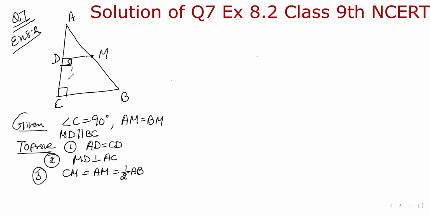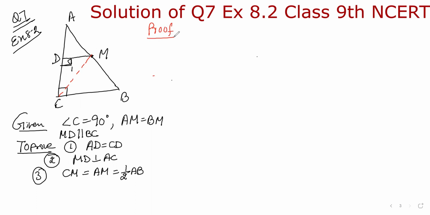Let us now join CM. हम join कर लेते हैं CM. So we have to prove that CM length is equal to AM length and this is half of AB. So these three things I am supposed to prove here. Let us now prove the first thing, AD is equal to CD.